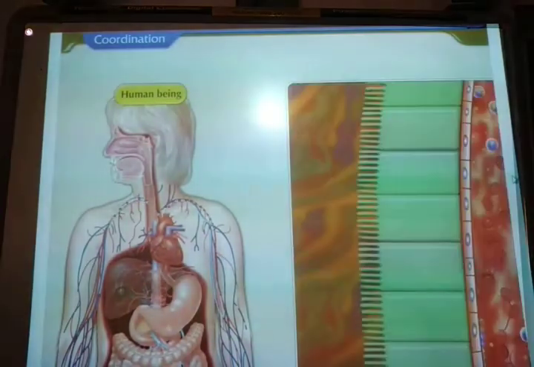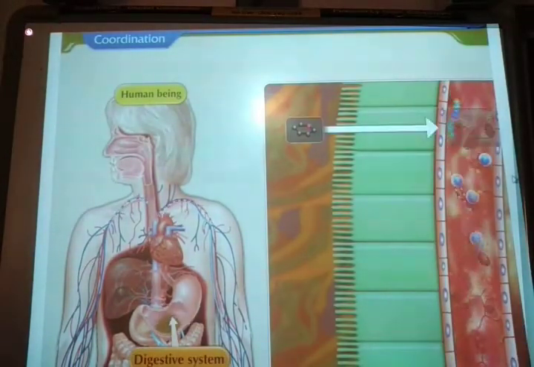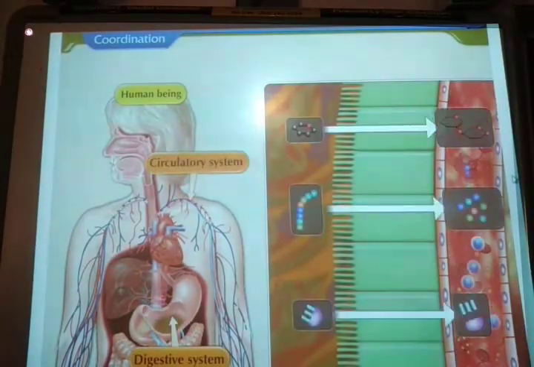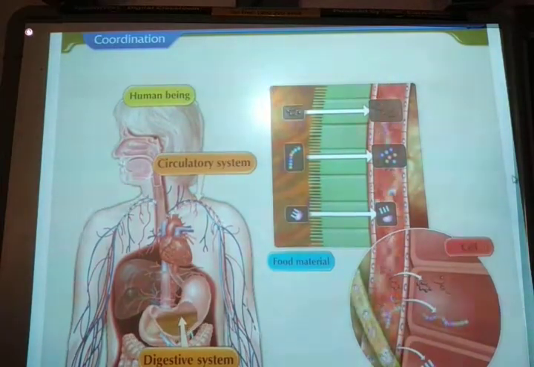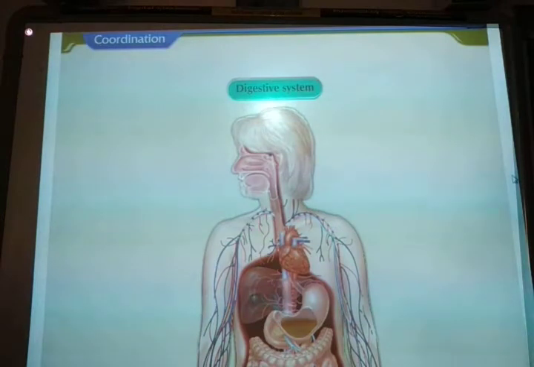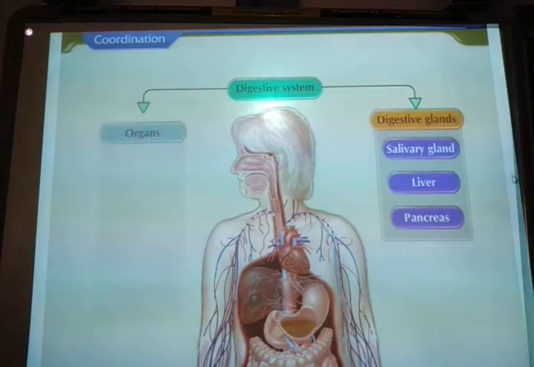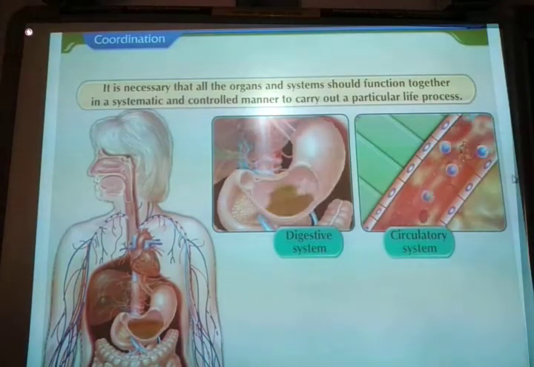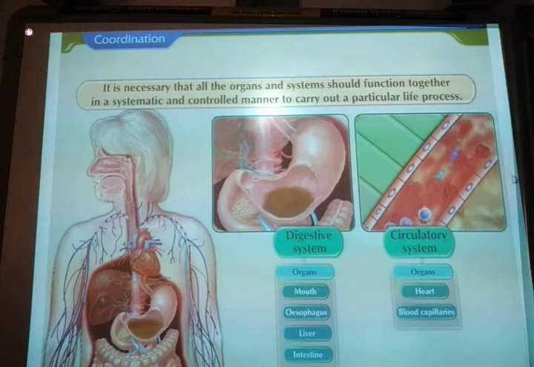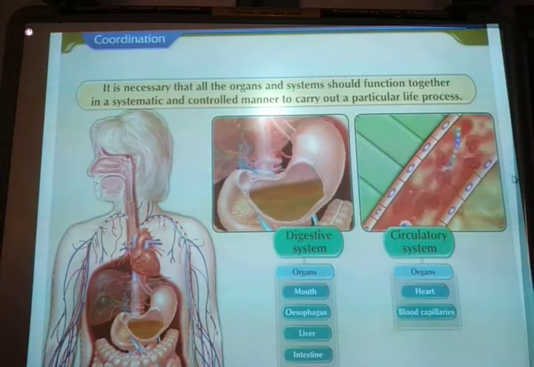In human beings, digestive system is linked to circulatory system for the supply of absorbed food materials to the cells. In digestive system itself, coordination occurs between different digestive glands and organs. It is necessary that all the organs and systems should function together in a systematic and controlled manner to carry out a particular life process.